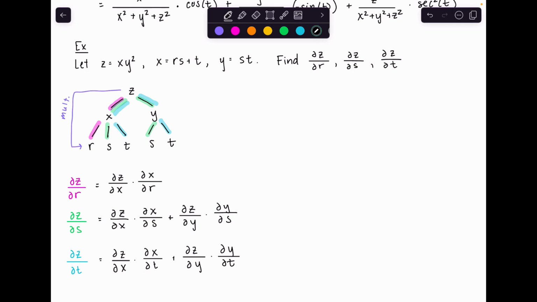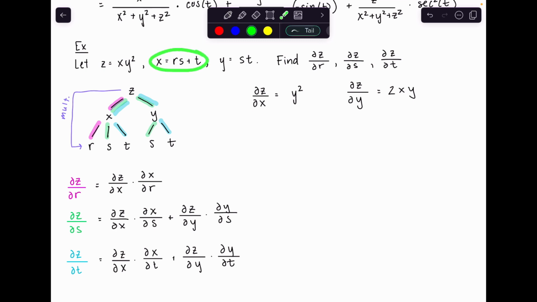So all I need to do is find all of these partial derivatives, but luckily these are all just polynomials up here, so the partials aren't too bad. So let's find the partial of z with respect to x. And luckily, the derivative of that is 1, so you just get y squared. And then the partial of z with respect to y, derivative of y squared is 2y, so this is 2xy.